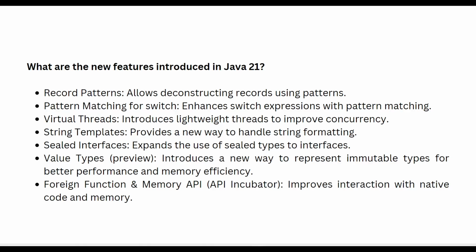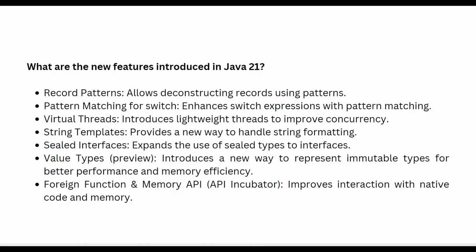Now the next feature is value types. This is actually a preview feature in Java 21, and this is to extend the existing capabilities of sealed classes to interfaces. Sealed interfaces provide a way to restrict which classes or interfaces can implement a particular interface. This is going to improve the design of APIs and frameworks by offering more control over the type hierarchy and ensuring that a specific set of types are the only ones that can implement or extend the sealed interface.